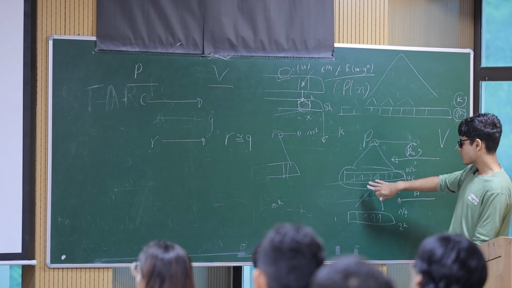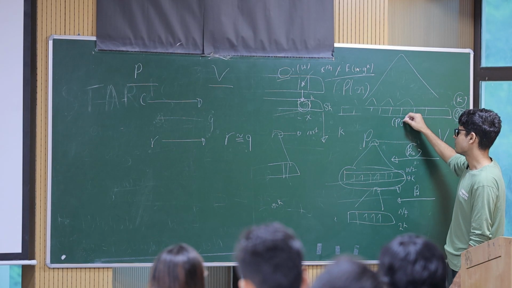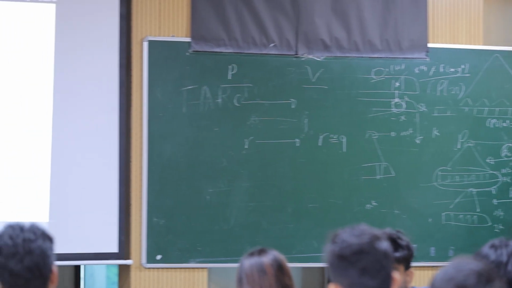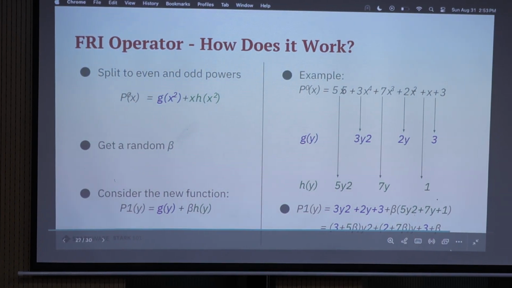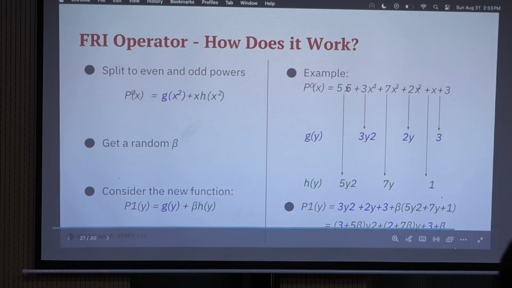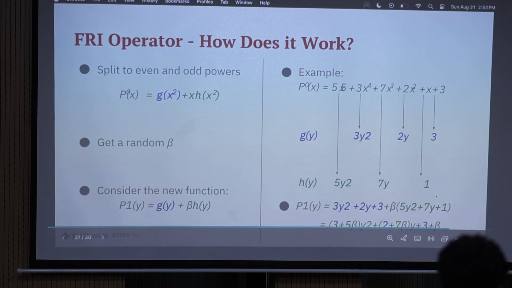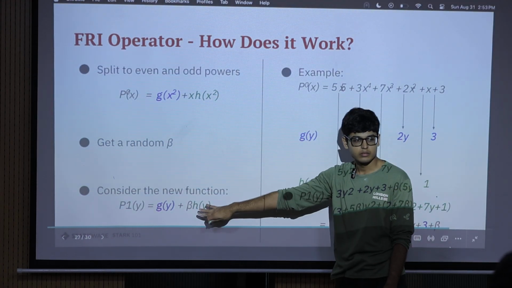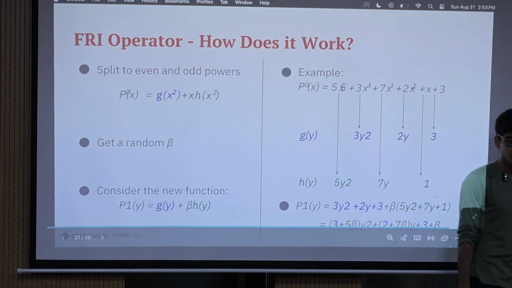Yeah. So the new function that we get. Initially we had some polynomial CP0 of x, right? We converted CP0 of x into some even part of x squared plus x times some odd part of x squared. That x is replaced with beta. So this x over here is replaced with beta, and this P1 of y would be our new polynomial.